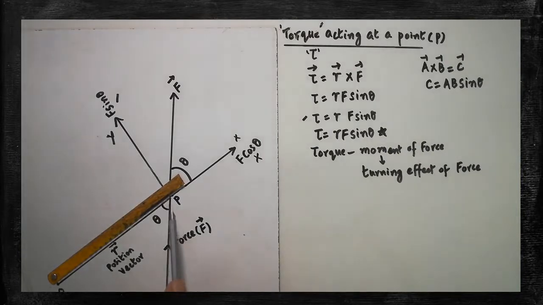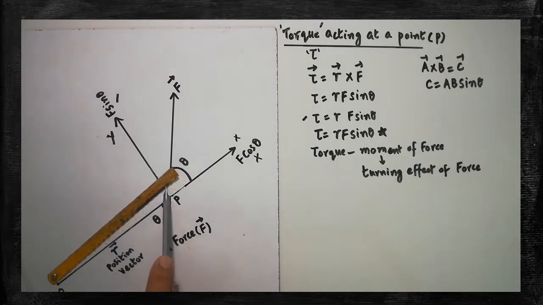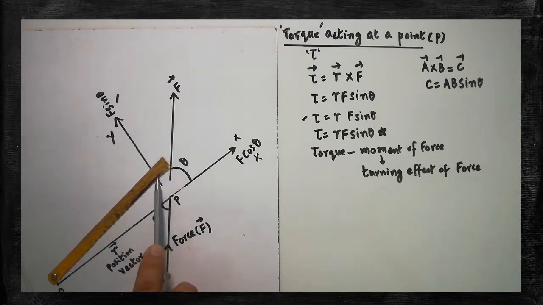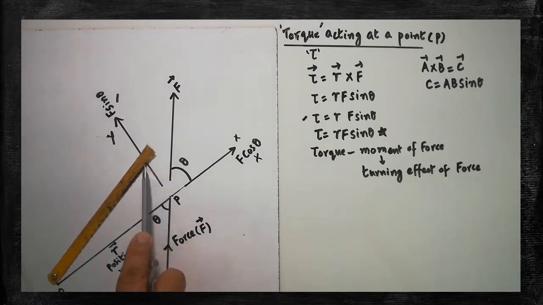Look at the turning effect created here. If you apply a force exactly at point P, the blade is turned. That blade is turned because of the force. Are you clear? That turning effect is called, what is this? Torque. Otherwise it is also called moment of force.